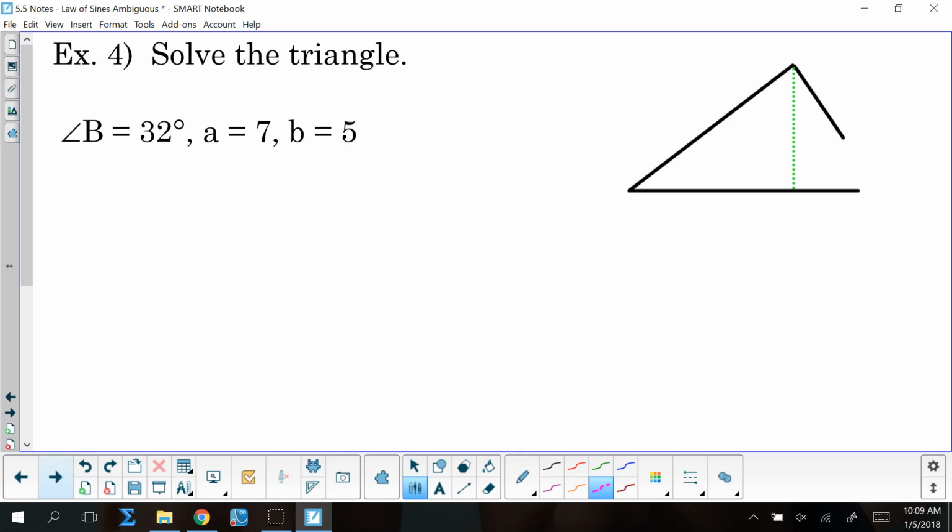Let's try another one. Again, I would set up by drawing my triangle, because in that last example that side wasn't long enough to make a triangle. So let's set this one up. Here is 32 degrees, and that's angle B. Side B is 5. Side A is 7, which means that would be angle A, and that will be angle C.